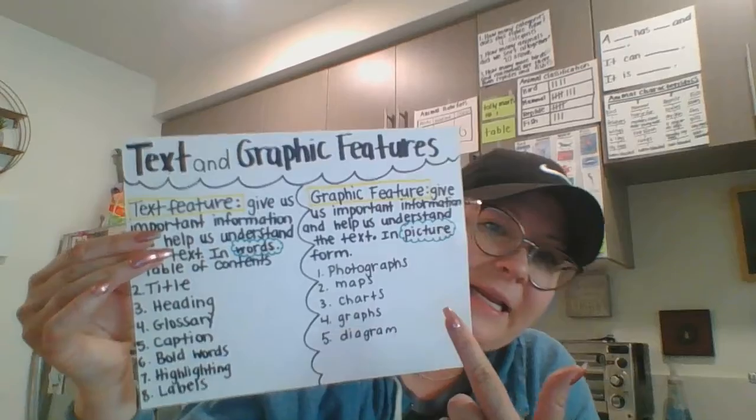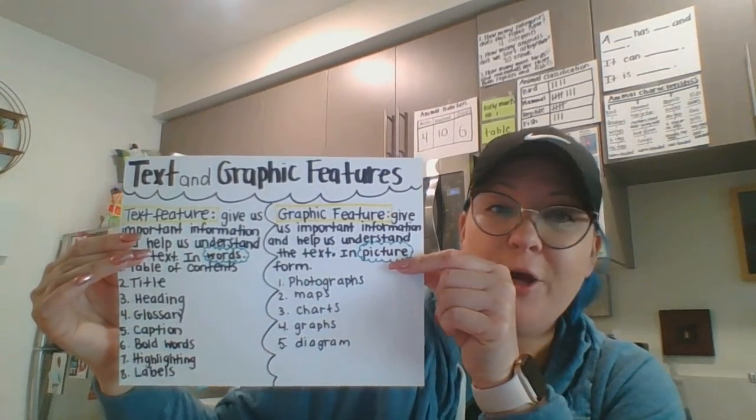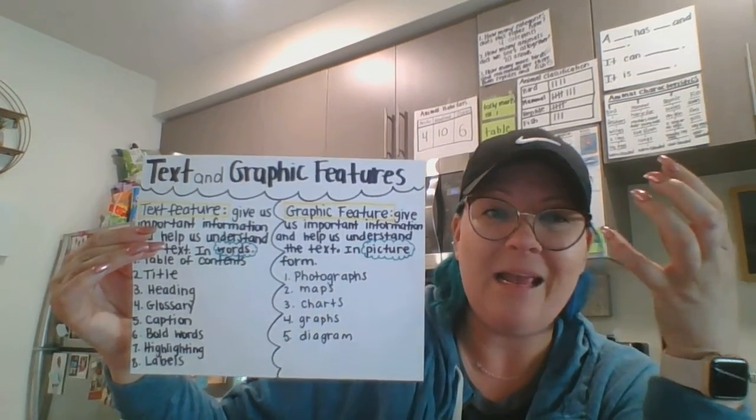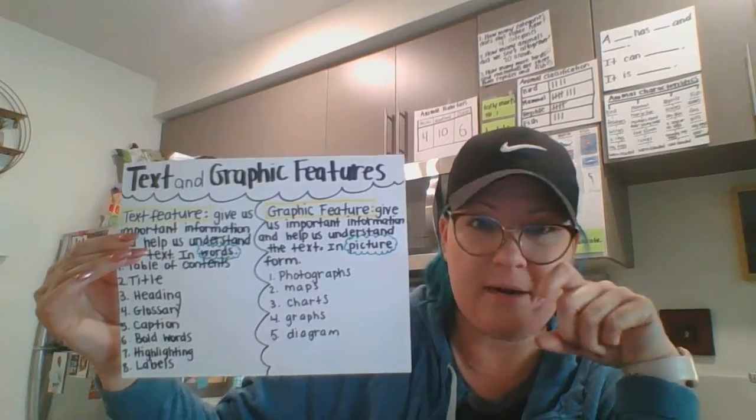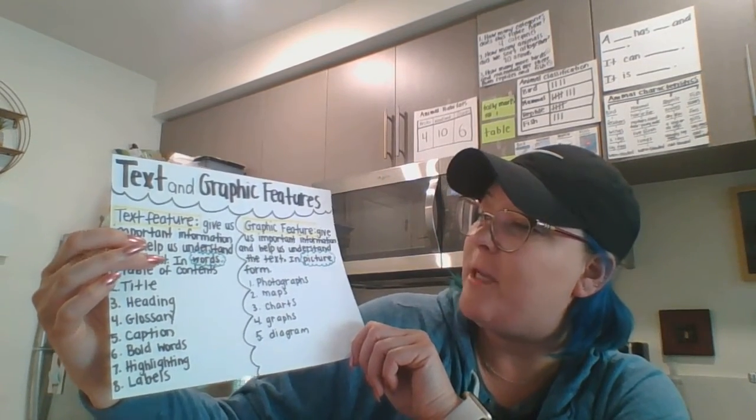This other side, I'm going to try and switch sides, is our graphic features. Graphic has everything to do with a picture or something that you can see rather than just words. So it says, again, they give us important information and help us understand the text.